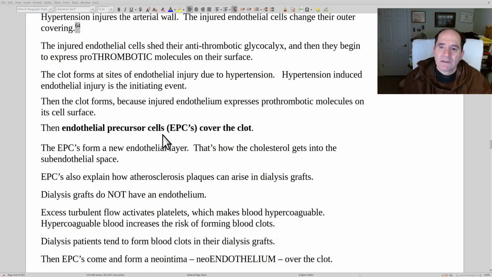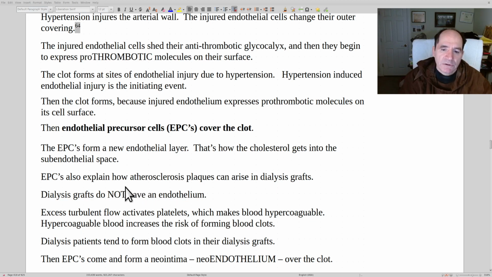Here's something that most doctors don't know. You've got EPCs that cover the clot. EPCs are endothelial precursor cells. As you get older, you'll have fewer endothelial precursor cells. You'll also have less capacity of the endothelium to produce nitric oxide. So the significance is that as you get older, you get more fragile. Normally these endothelial precursor cells are floating around, they see a clot, and they cover it up. They jump on top of it, and once they do, they form a new endothelium over it, and thus the clot has now been put into a subendothelial location. So they make a neointima. And that's how cholesterol gets into the subendothelial space.